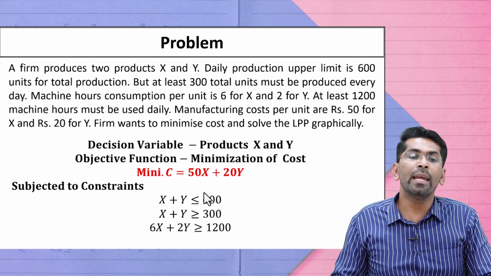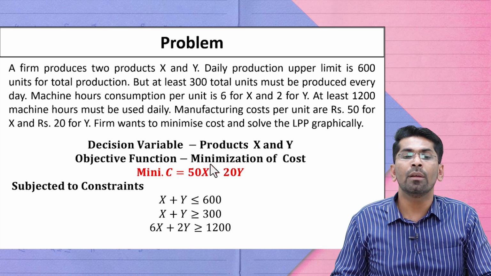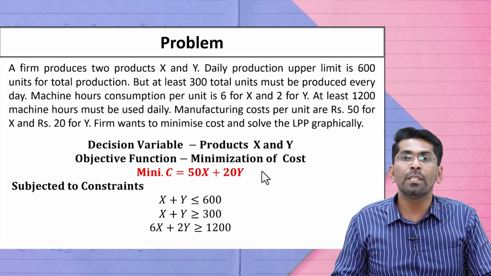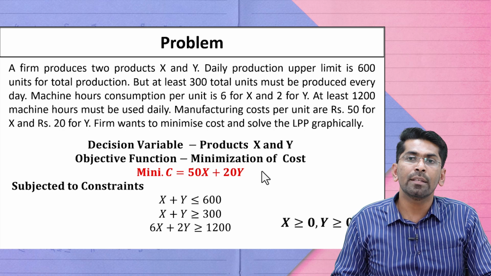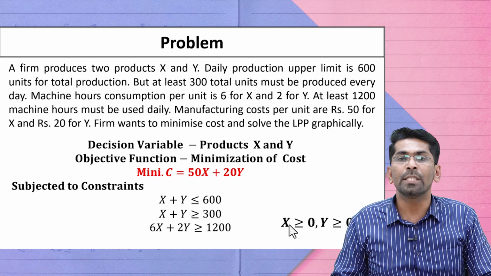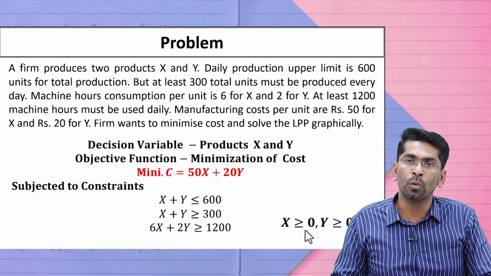Okay, so we have an example of a mixed constraint, and at the same time our objective function here, we want to minimize the cost. So here we are going to specify our non-negativity constraint also, that is the decision variables x and y must be greater than or equal to 0.